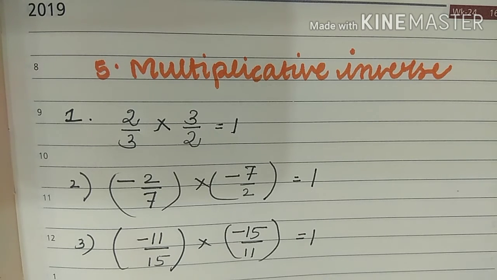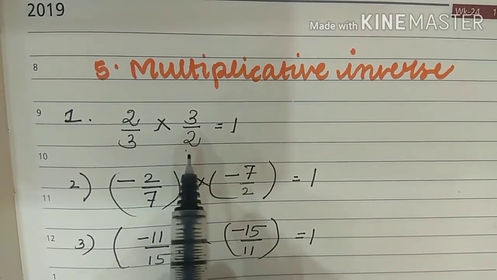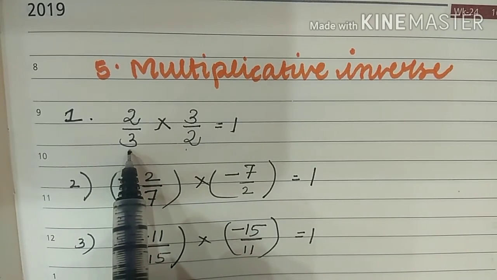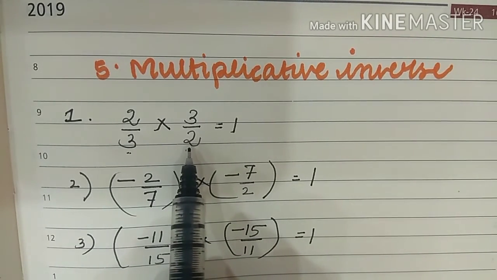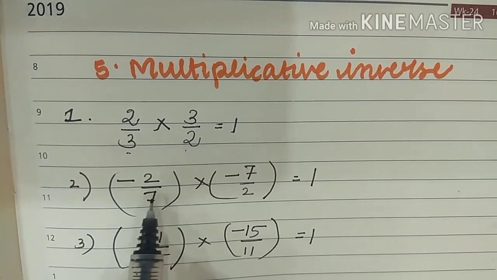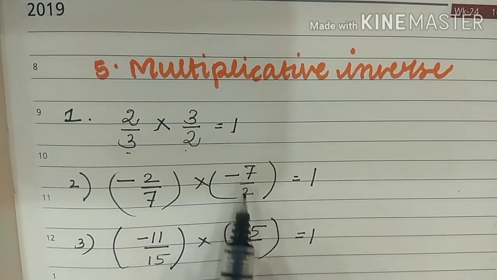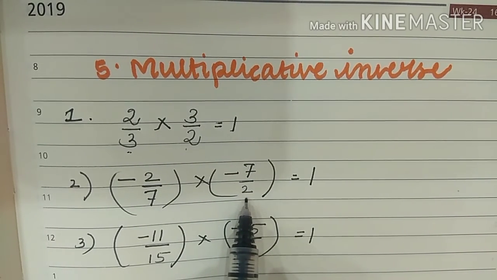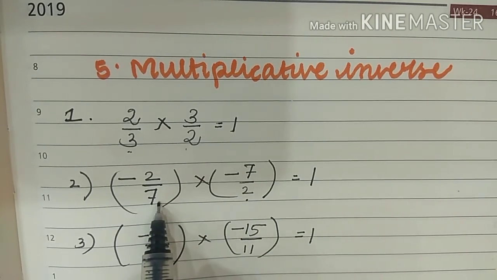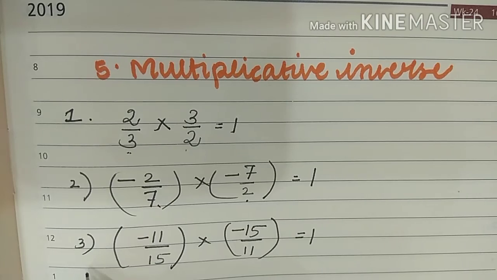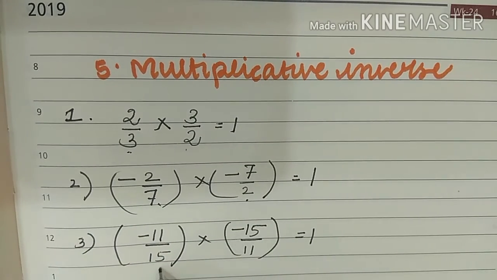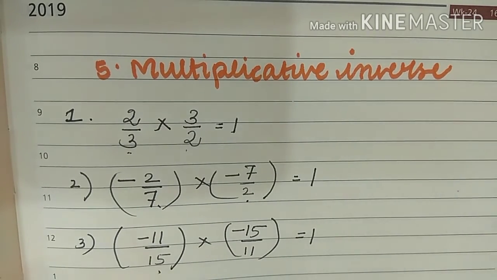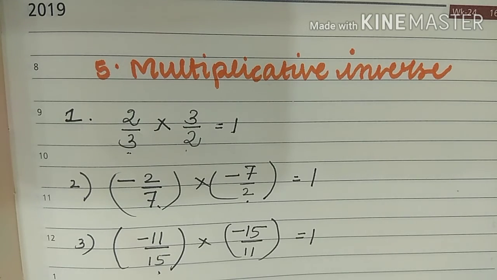The conclusion is, here 3 by 2 is the multiplicative inverse of 2 by 3. In the same way, 2 by 3 is the multiplicative inverse of 3 by 2. Secondly, here minus 2 by 7 into minus 7 by 2 is 1. That means minus 7 by 2 is the multiplicative inverse of minus 2 by 7. In case number 3, minus 11 by 15 is the multiplicative inverse of minus 15 by 11. So multiplicative inverse is also called a reciprocal.